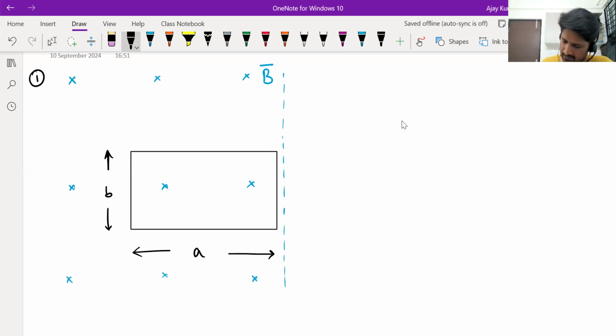This rectangle, let's say, is moving with a constant velocity V to the right. So in a moment, it will start going out of the magnetic field. At least some part of the rectangle will be out of the magnetic field.